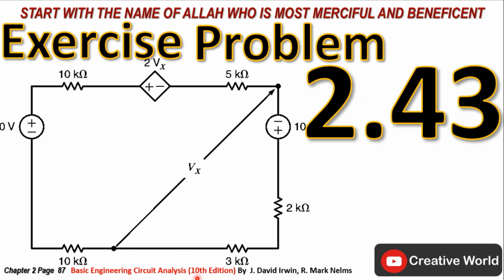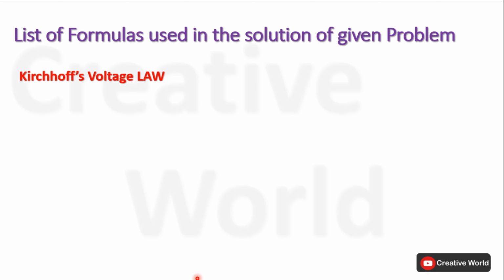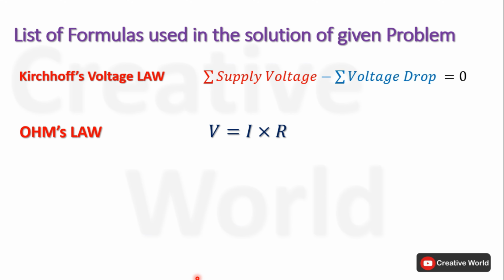Welcome to Creative World. In this video, we will solve Chapter 2 exercise problem number 2.43. While solving this problem, we will be using Kirchhoff's voltage law. According to this law, the cumulative supplied and dropped voltage across circuit elements in a closed loop is always equal to 0. We will also be using Ohm's law.